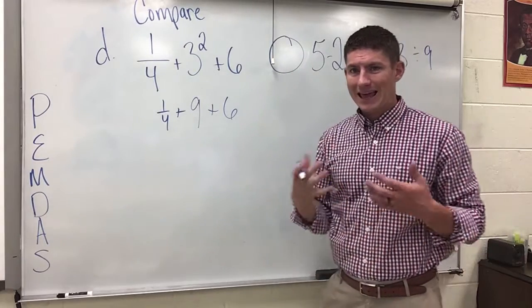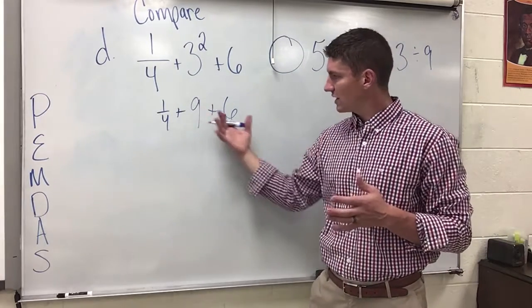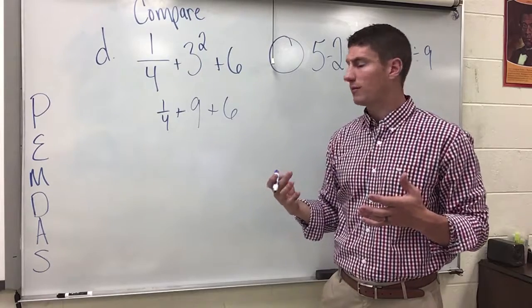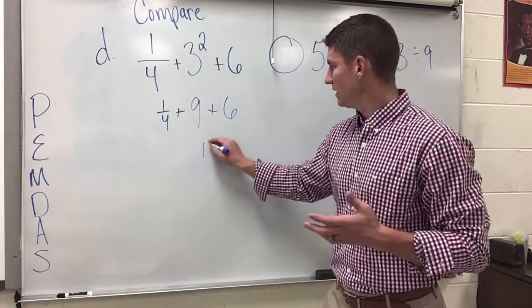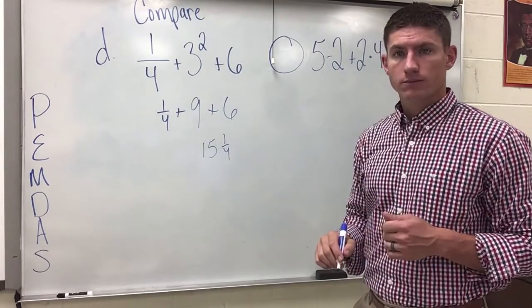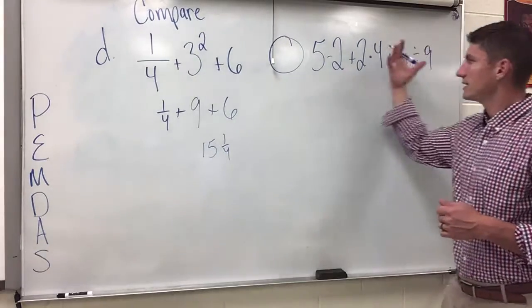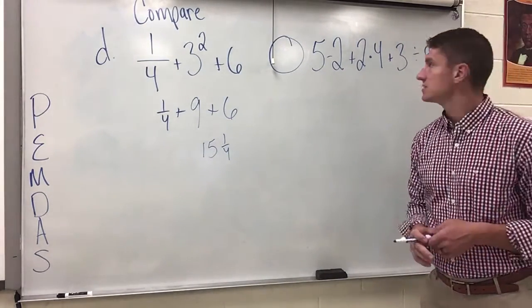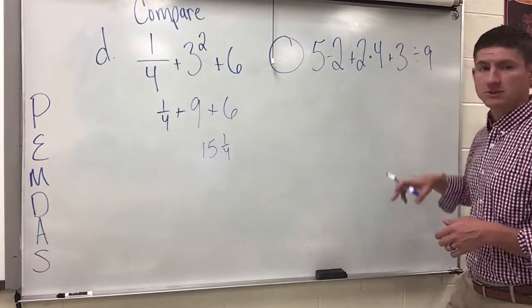Now if I'm adding, they're all the same set of operation, I can follow a sequence that's going to be more helpful to me. 9 plus 6 is 15, plus 1/4 is going to give me 15 and 1/4. Okay? On the right-hand side, follow those order of operations. I don't see any parentheses, so it starts with exponents, so I don't see any exponents.